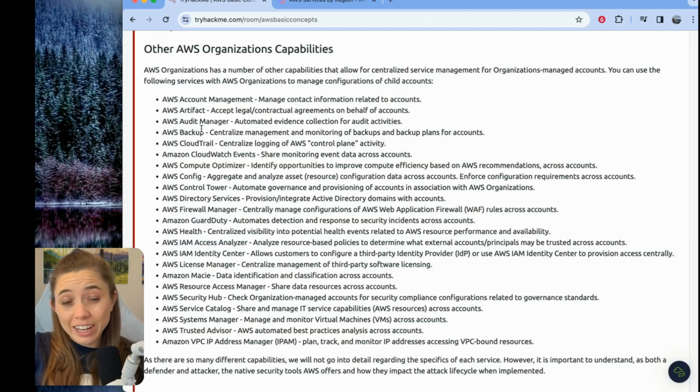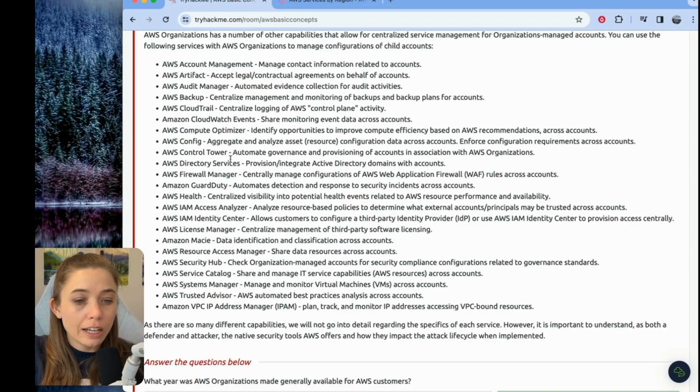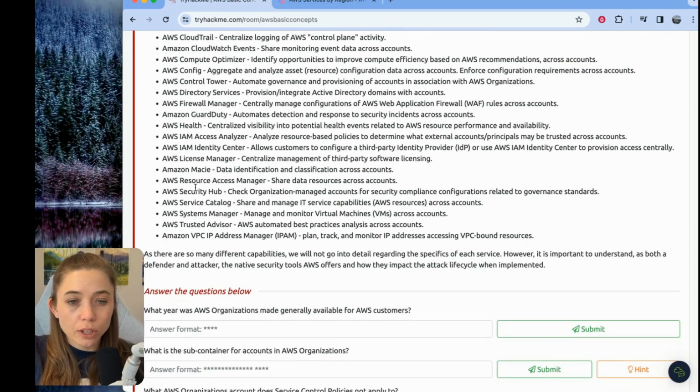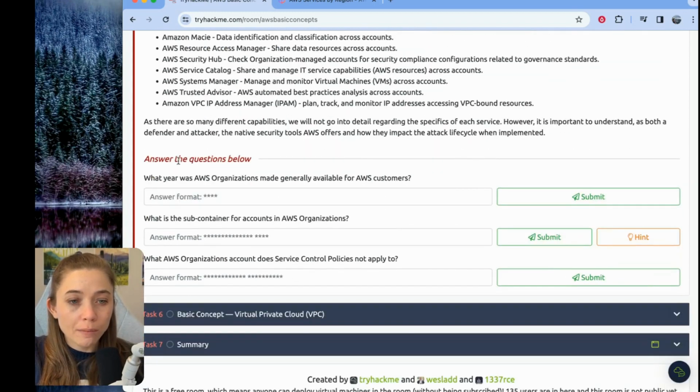CloudTrail, which is one of my favorite AWS services, is where you log different control plane activities. So those management events we talked about earlier that happen via the control plane. CloudTrail logs all of those API calls for you so you can go back and audit what's been going on. The list goes on and on. So this is really an awesome list. I recommend you read the whole thing.